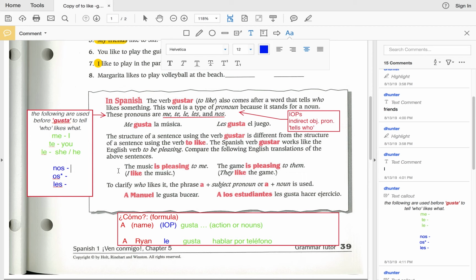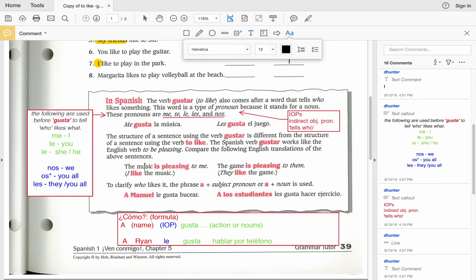Now the blue below, nos, os, which is starred because it's not in their list, and les are all plural, referring to more than one person who likes something. Nos would be we like something, os would be you all like something, and les could be they or you all, depending on which part of the world you're in. I'd focus on les being they like and os being you all like, but we can get deeper into that a bit later.